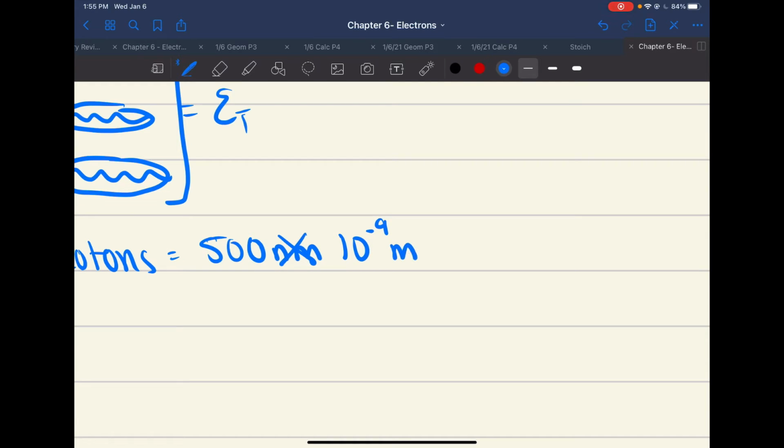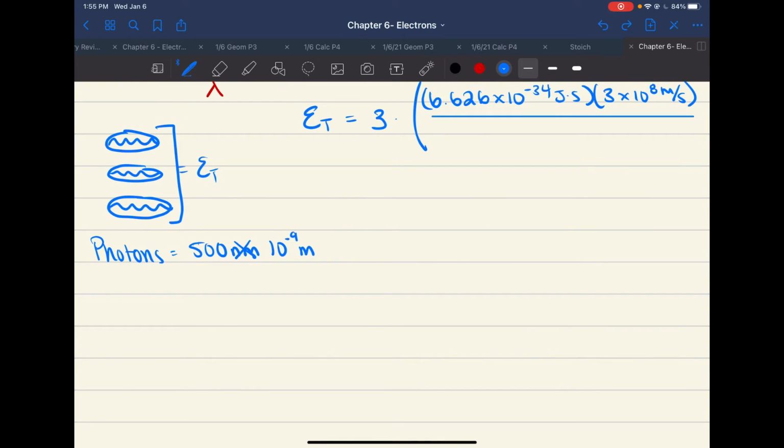And that should be intuitive. Negative 9 meters: 500 nanometers is a very, very small amount on our meter stick, right? On a meter stick, I could go all the way down to 1 millimeter, but a nanometer is far smaller than a millimeter. So 500 nanometers is barely making a mark on our meter stick. Okay, so I'm going to use this number and plug it in, 500 times 10 to the negative 9 meters.